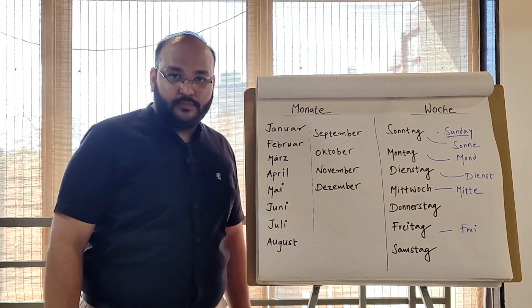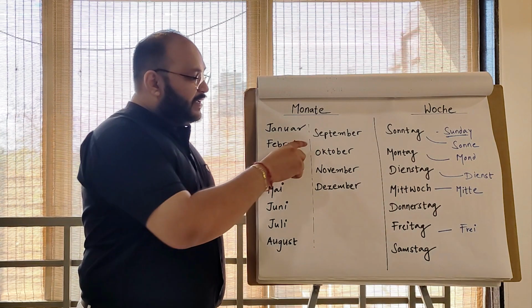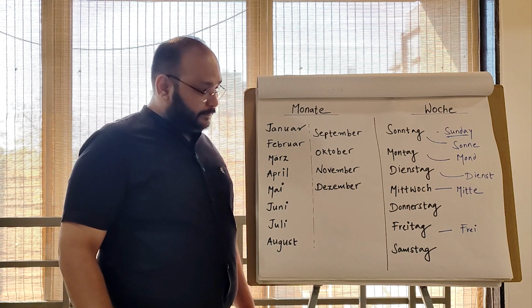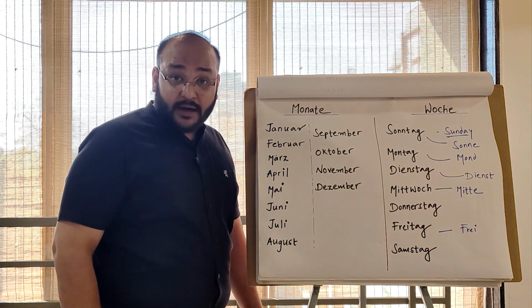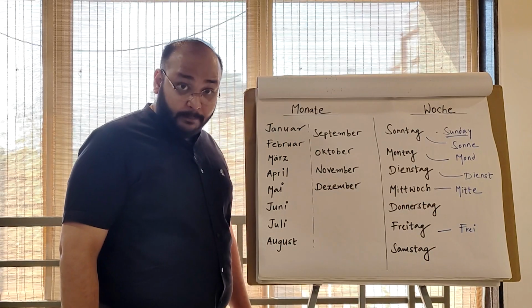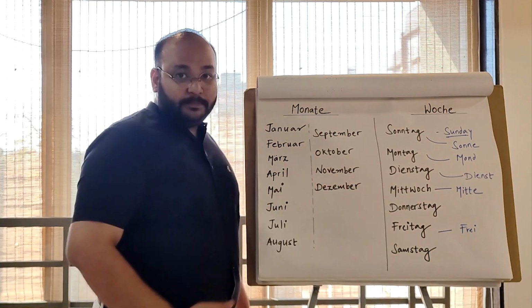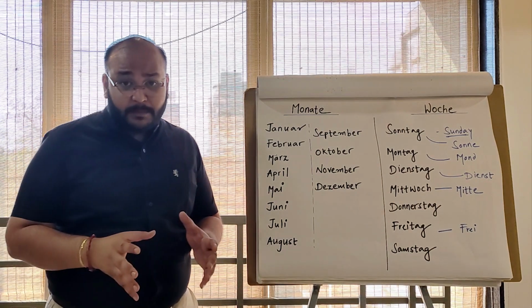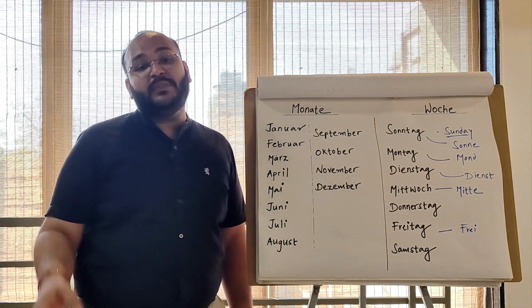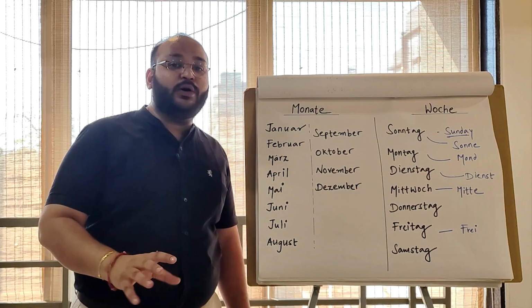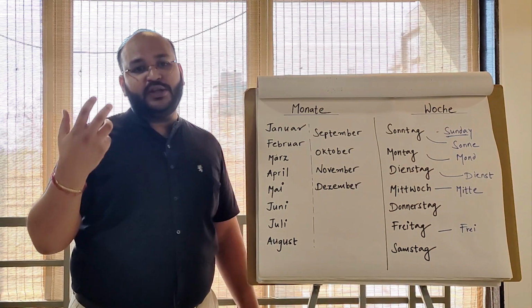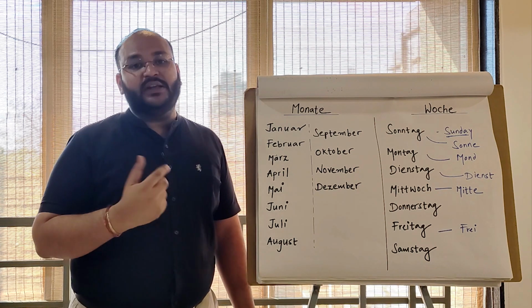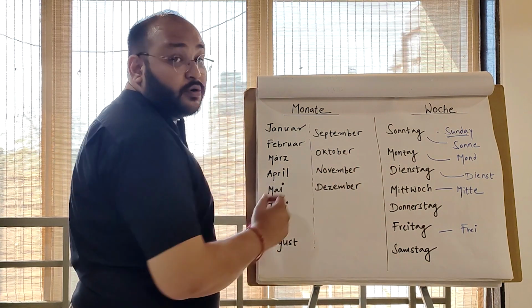August. September. October. November. Although V is normally pronounced as "fur", here it will not be pronounced as "fur". It will be "va" only. Later on, I'll teach you when to pronounce V as "fur" and when not to. So, November.